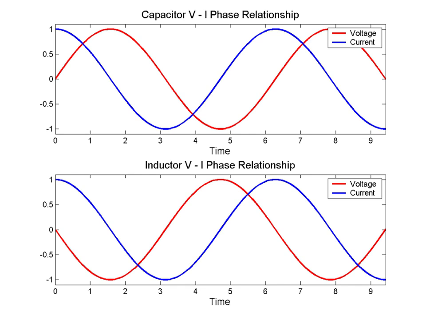Topic: Capacitive reactance. A capacitor has a purely reactive impedance that is inversely proportional to the signal frequency. A capacitor consists of two conductors separated by an insulator, also known as a dielectric.